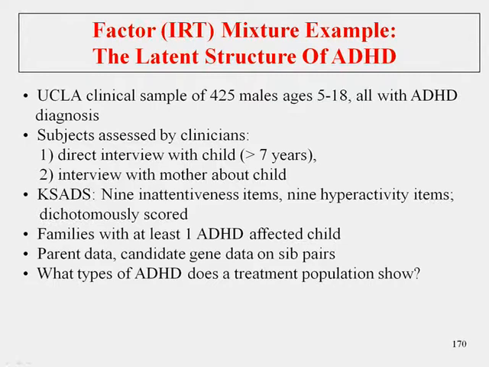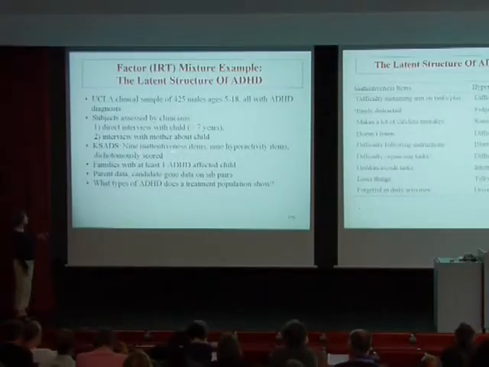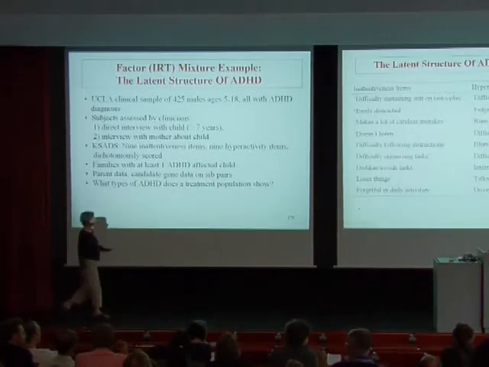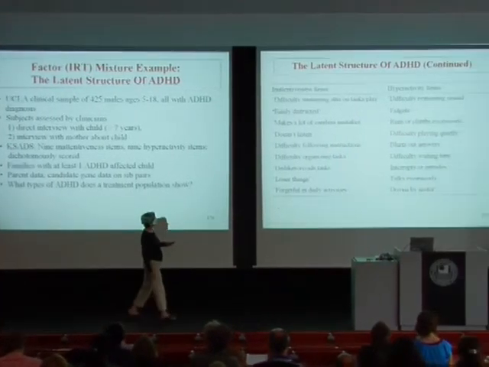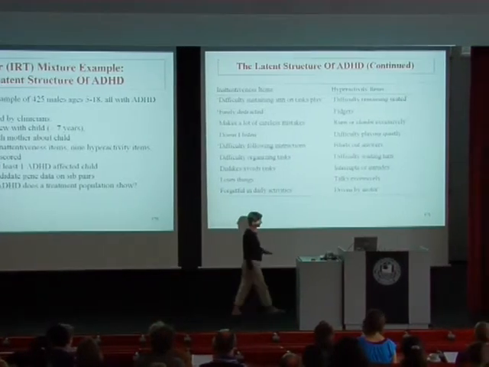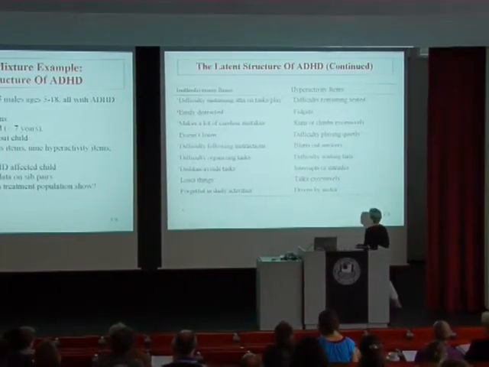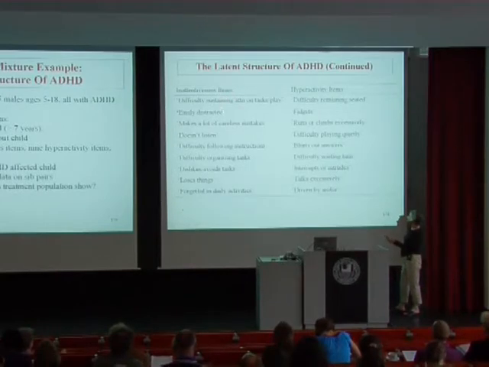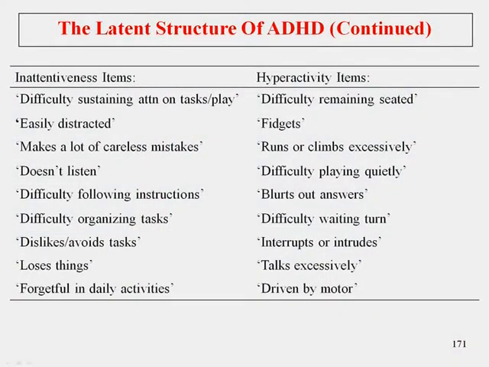So we wondered what type of classes of ADHD would come out of this analysis using the inattentiveness and the hyperactivity items. And on your right screen are the items themselves. They're pretty clear. The inattentiveness items are difficulty sustaining attention and easily distracted; hyperactivity includes fidgeting, difficulty remaining seated, blurts out answers, etc. So this is just there for your own information.